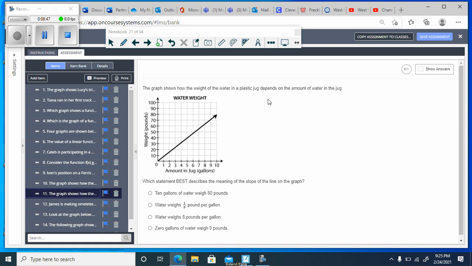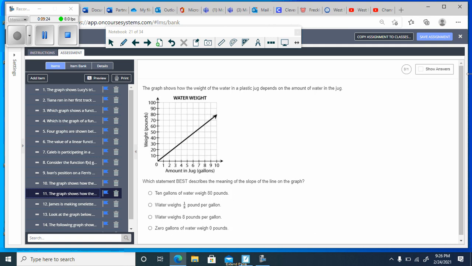The graph shows how the weight of the water in a plastic jug depends on the amount of water in the jug. Which statement best describes the meaning of the slope of the line on the graph? Well, let's see. This is the weight of the water per gallon, right? Number of pounds per gallon. So what do we have? When we've got 10 gallons, it's 80 pounds. So 80 pounds per 10 gallons, right? That would be 8 pounds per 1 gallon, or 80 pounds per 10 gallons.